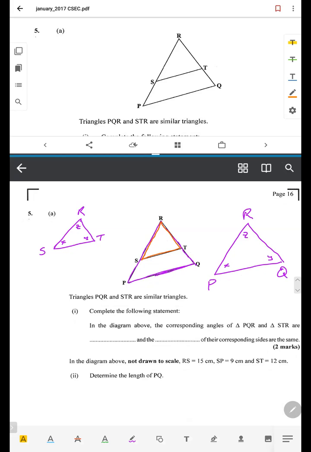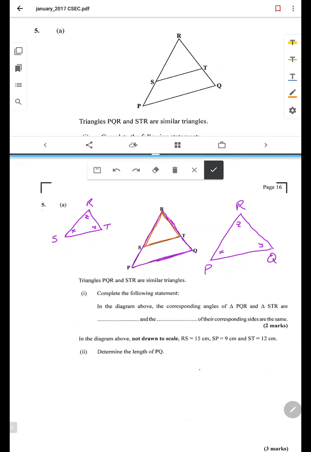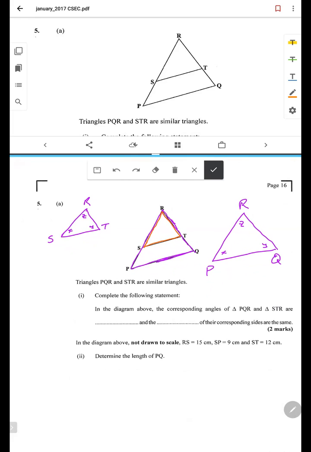All right, so let us go now. The question says, complete the following statements. In the diagram above, the corresponding angles of triangle PQR and triangle STR are equal. That's what I just said about those two similar triangles. The corresponding angles are equal in similar triangles. So you put equal here.